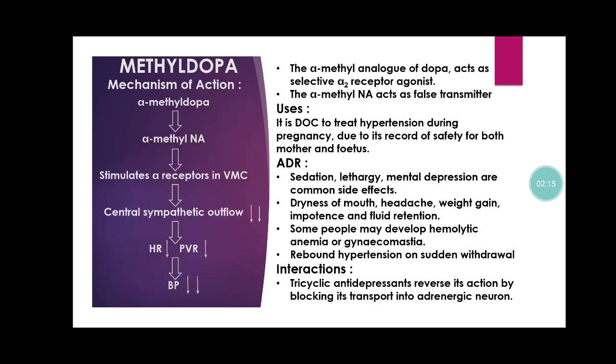The next drug under central sympatholytics is methyl dopa. Methyl dopa is an alpha-methyl analog of dopa, which is a prodrug. It enters into the adrenergic neuron and is converted into an active form and stored in the neuron, which means alpha-methyl dopa is converted into alpha-methyl dopamine and later on into alpha-methyl noradrenaline.